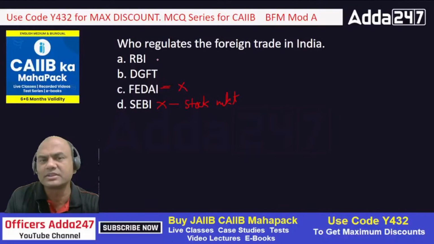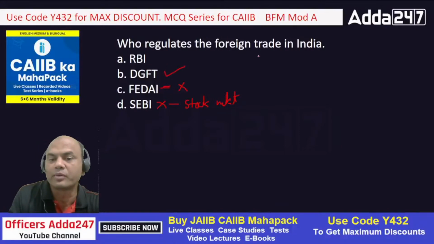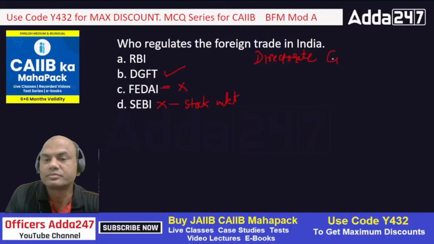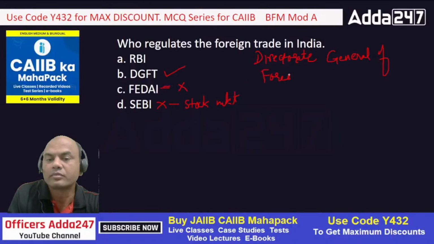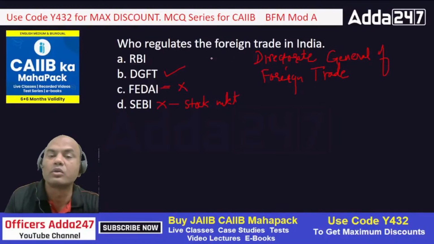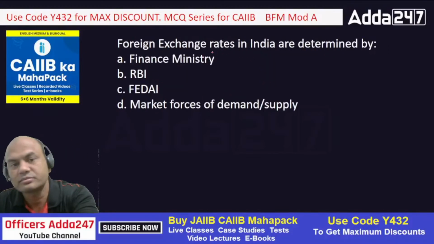So this is out. DGFT and RBI. RBI deals in finance, isn't it? It's a financial organization after all. So who deals in foreign trade? Basically DGFT, Directorate General of Foreign Trade. See here, I'll write the full form. Directorate, it's actually Directorate, General of Foreign Trade. Okay. This organization controls the foreign trade in India.